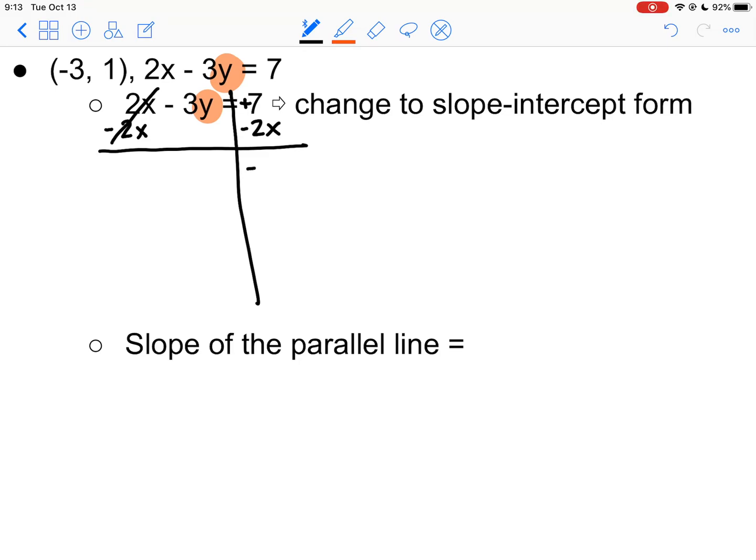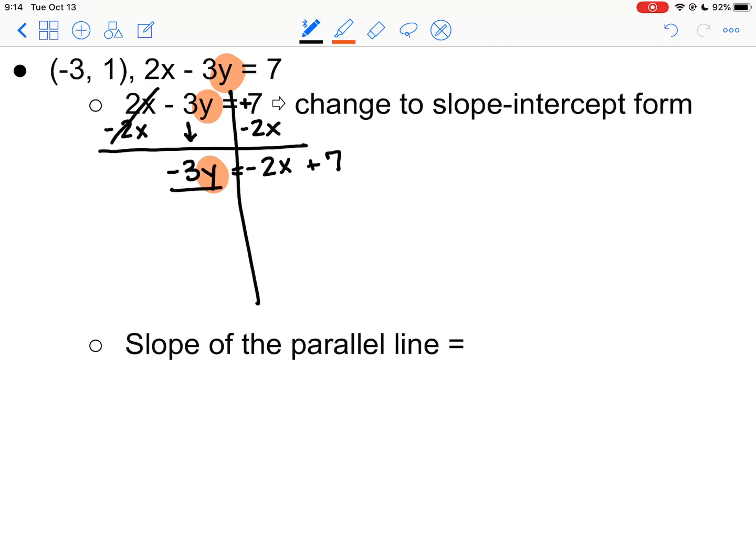I like to put my x value in front, so that's going to be negative 2x, and then I'm going to put the plus 7 at the end. They don't combine, they just get written together on that same side of the equation. On the other side, I still have negative 3y, and my goal is to get that y completely by itself. It's still not completely by itself, so now I need to divide by negative 3.